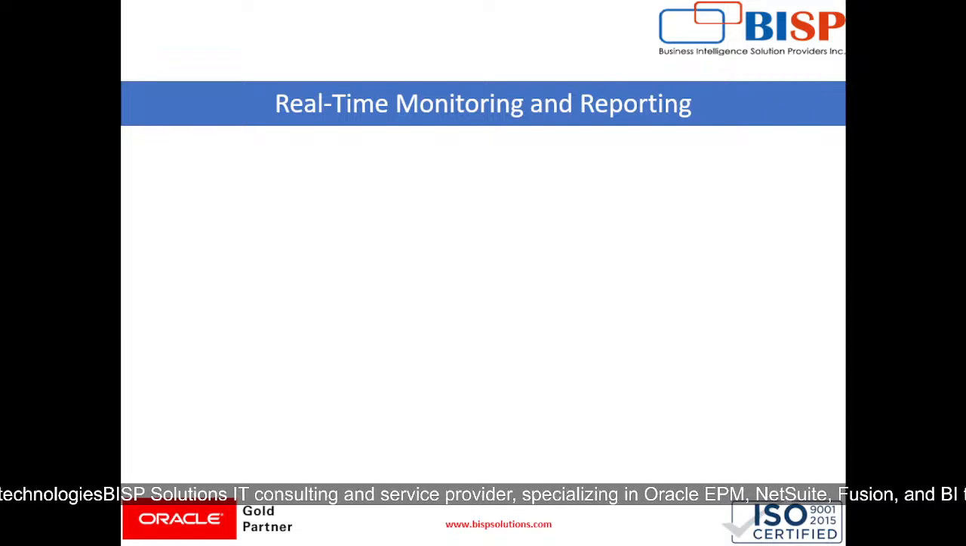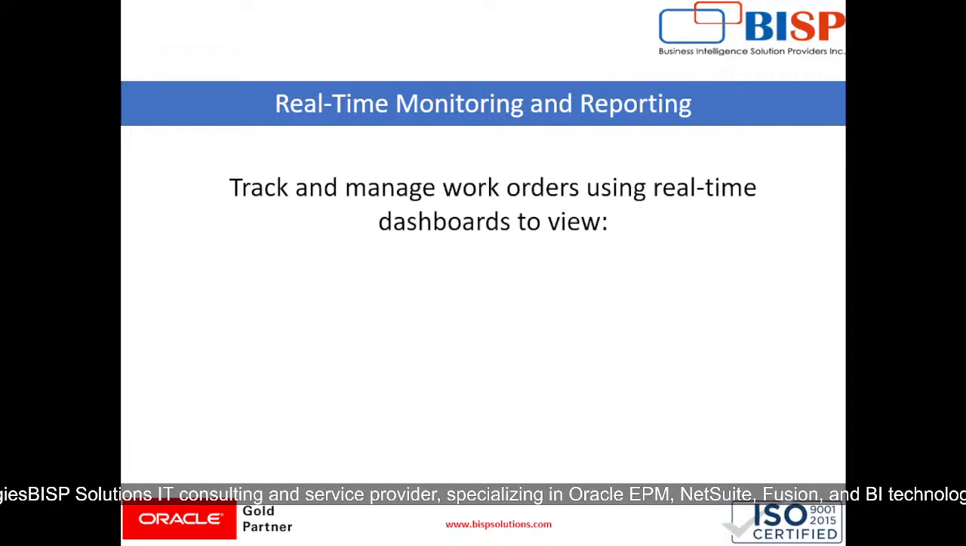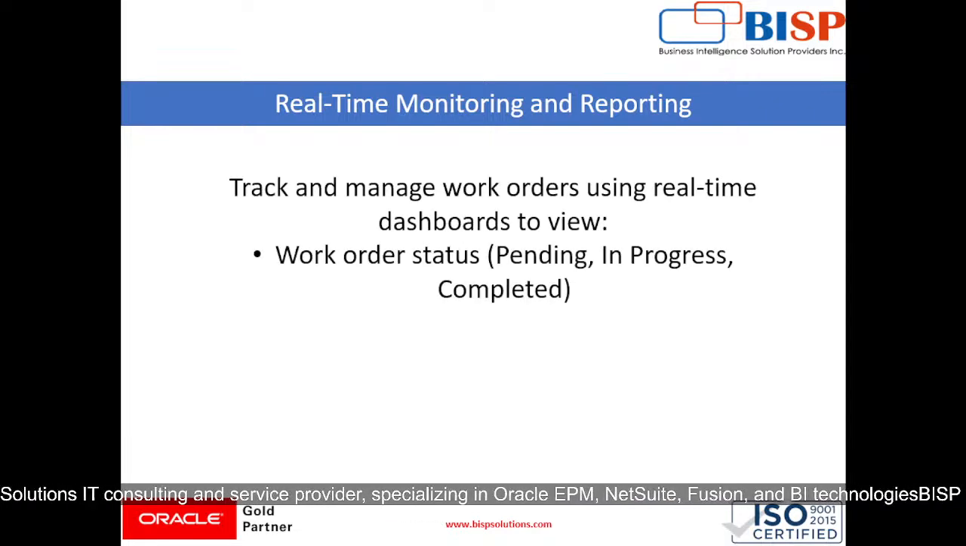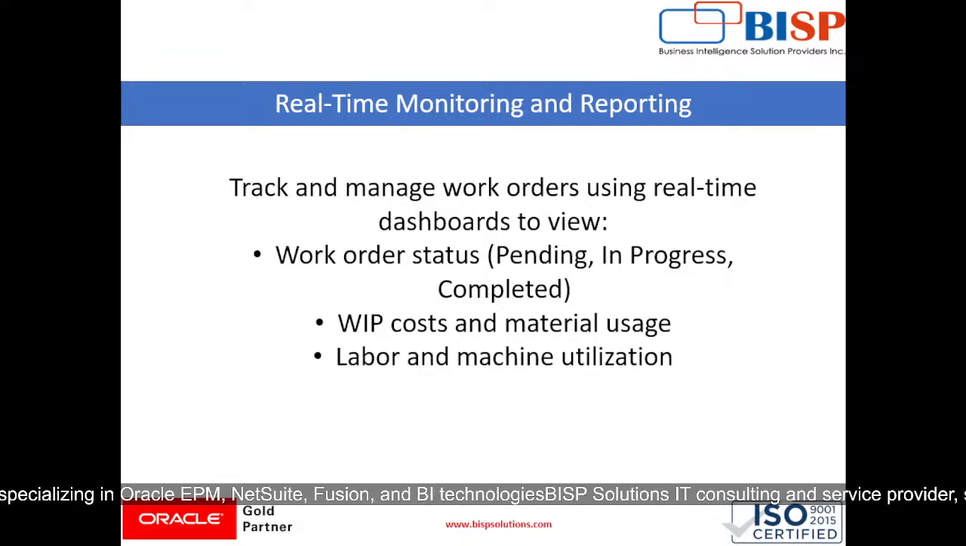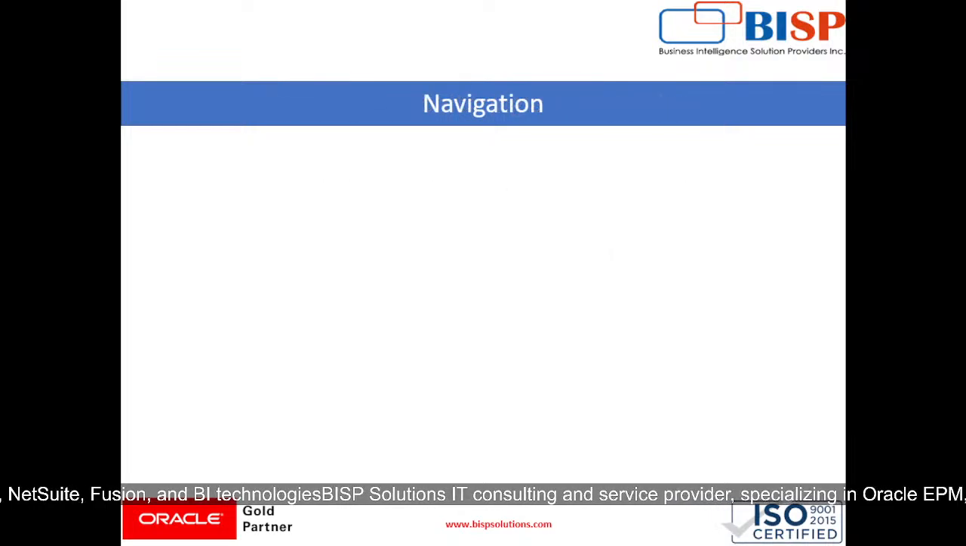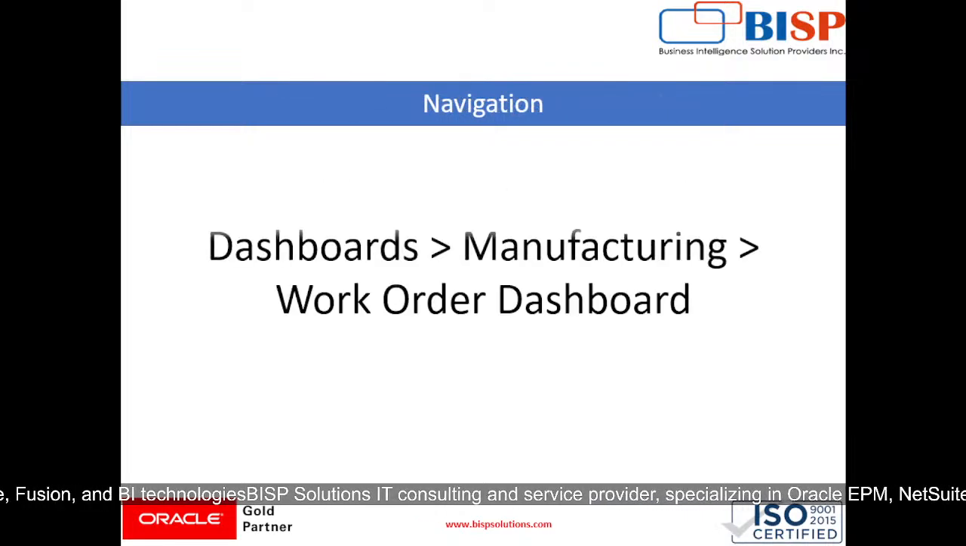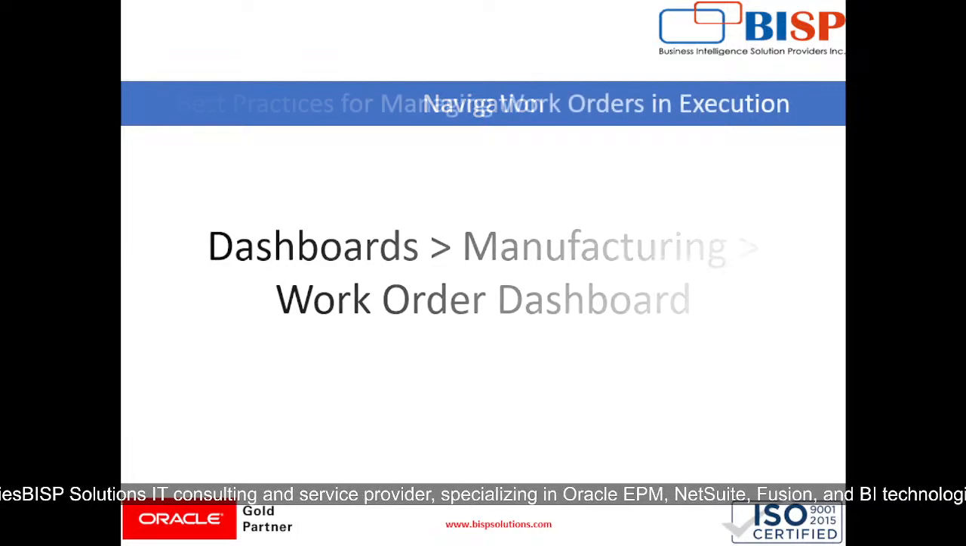Then comes real-time monitoring and reporting, where we can track and manage work orders using real-time dashboards to view, first, the work order status, which is pending, in progress, or completed. Then we have to track WIP cost and material usage. Then we have to monitor labor and machine utilization too in real time. For that, navigation involves, under dashboards, we can find manufacturing. Under manufacturing we can see the work order dashboard.